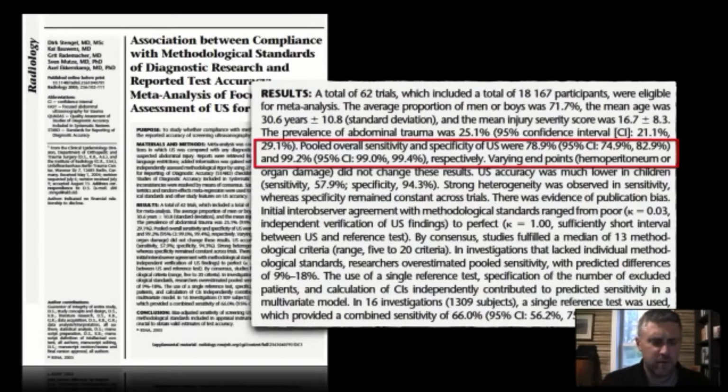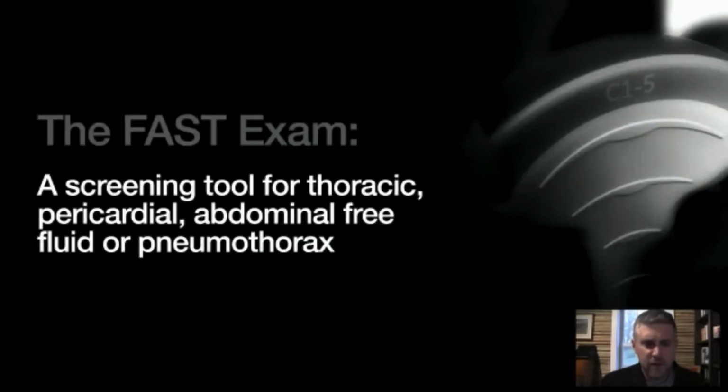But again, remember, ultrasound is not particularly suited, at least in the context we're applying it, to look for solid organ injuries or mesenteric or hollow viscus type injuries. We're looking for things that have free fluid or free air. So hemopericardium, hemoperitoneum, hemothorax, and pneumothorax, just getting back to that. If we think about it in that context, the FAST exam is a screening tool for the thoracic, pericardial, and abdominal spaces to look for fluid or air.